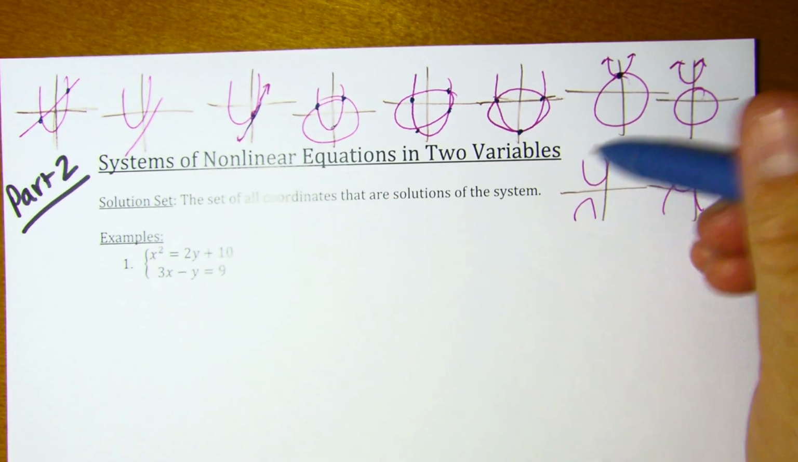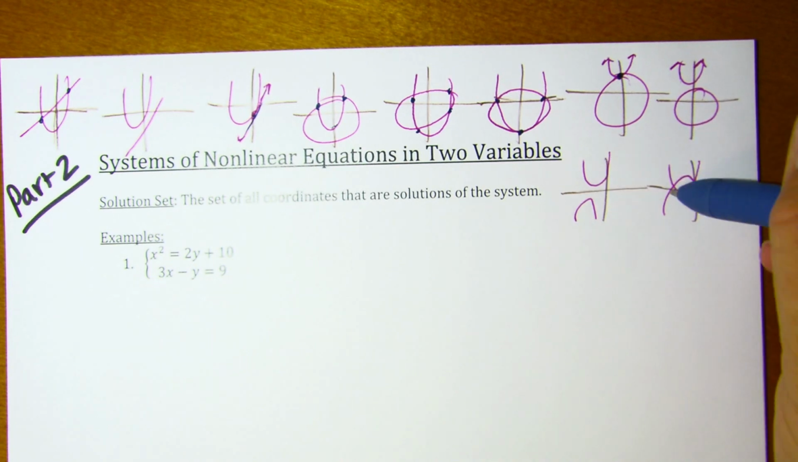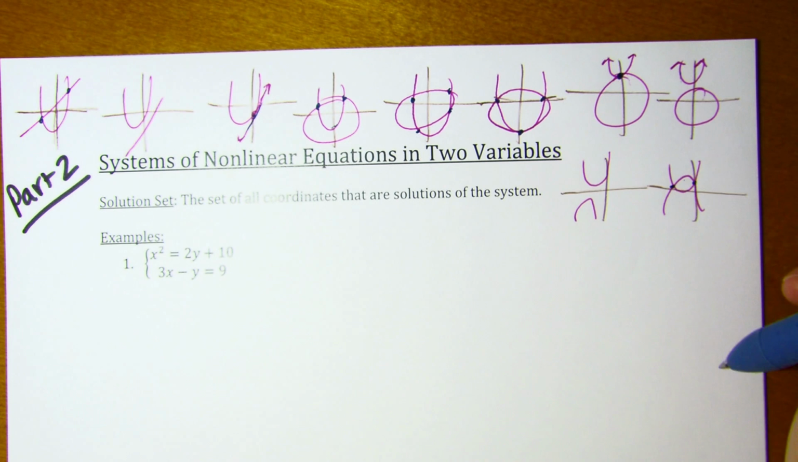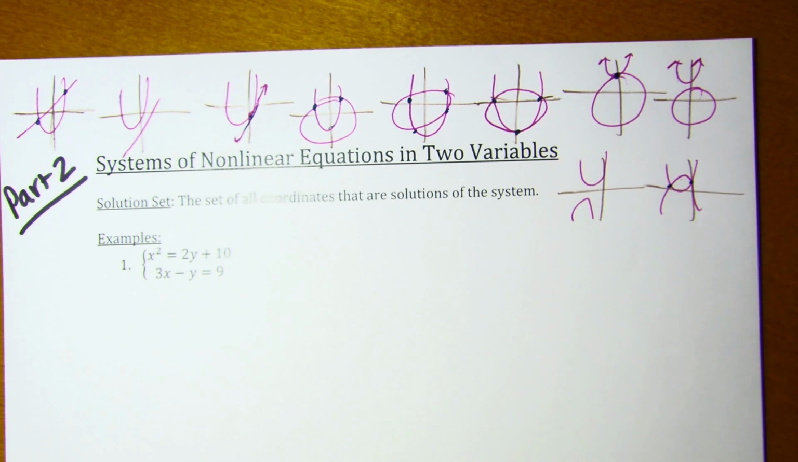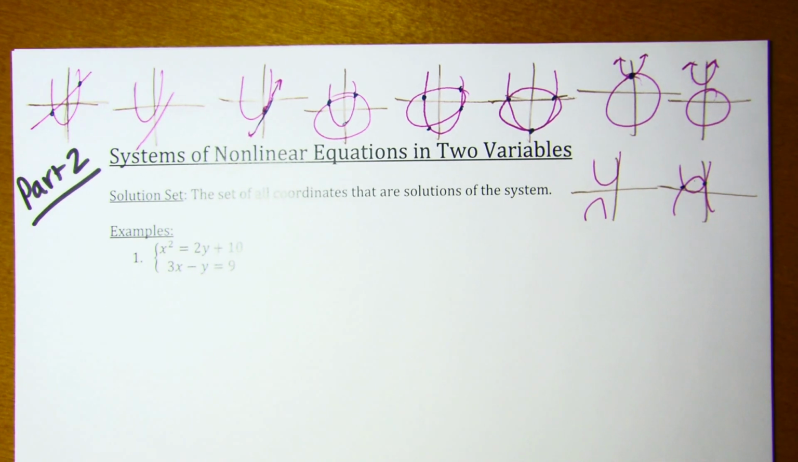What if we have two parabolas? It's possible that they don't intersect at all. It's possible that they intersect at 2 points. It's also possible that they intersect at 1 point where their vertex is at the same place. So again, so many different possibilities.